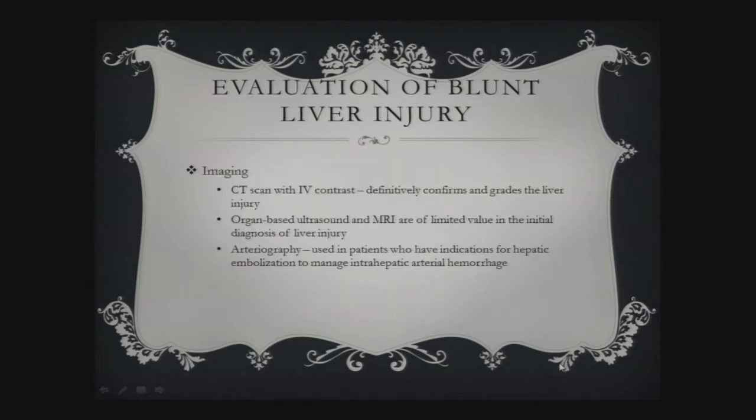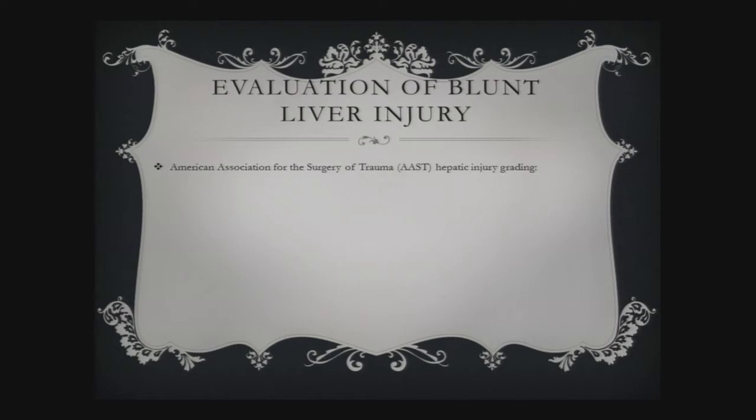Other imaging we get, the main one we go to for hemodynamically stable patients, we take them to the CT scanner with IV contrast. This is nice because it confirms the injury. It also grades the liver injury. You can get organ-based ultrasounds and MRI, but initially when you're diagnosing it, they're of limited value. And then you can also do arteriography, especially for patients who have indications for possible embolization, so that you can manage it at that time.